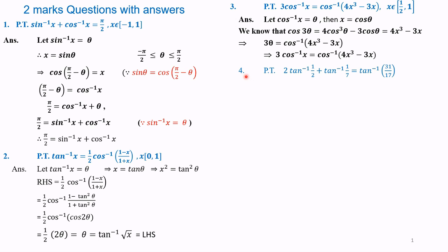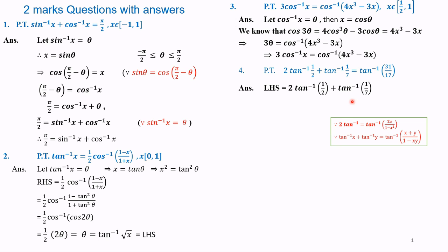Question number 4. Prove that 2 tan inverse of 1 by 2 plus tan inverse of 1 by 7 is equal to tan inverse of 31 by 70. So put left hand side. The given left hand side is 2 into tan inverse of 1 by 2 plus tan inverse of 1 by 7. This is given. But we know from our knowledge of inverse tangent function, 2 tan inverse of x is equal to tan inverse of 2x by 1 minus x square.